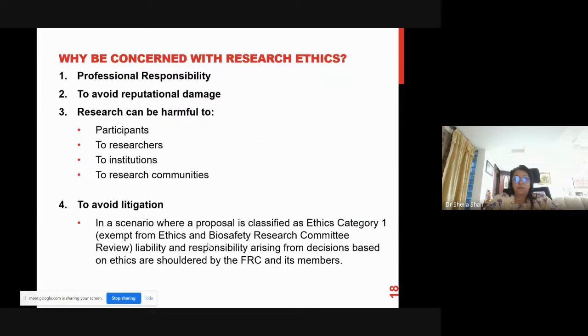All right. Why are we so concerned about research ethics? It is a profession. We are doing a professional kind of job, so we have professional responsibility. We don't want to damage our reputation. We don't want to be harmful to the participant, the researcher, the institute, or the research community. We don't want to give a bad name.